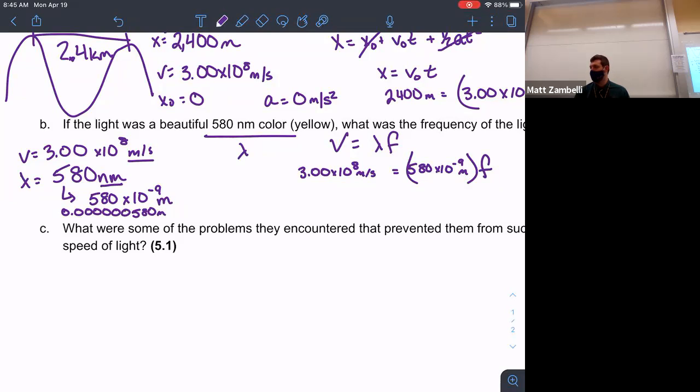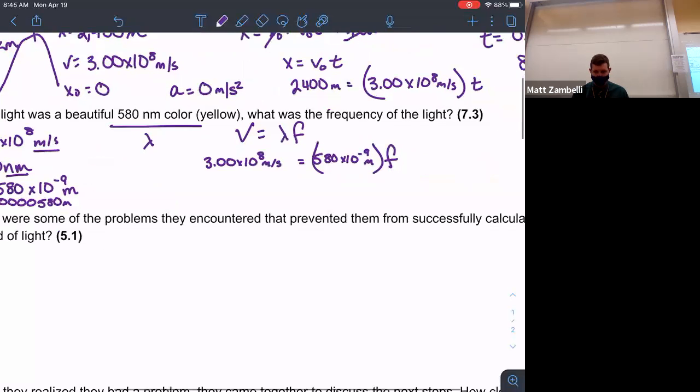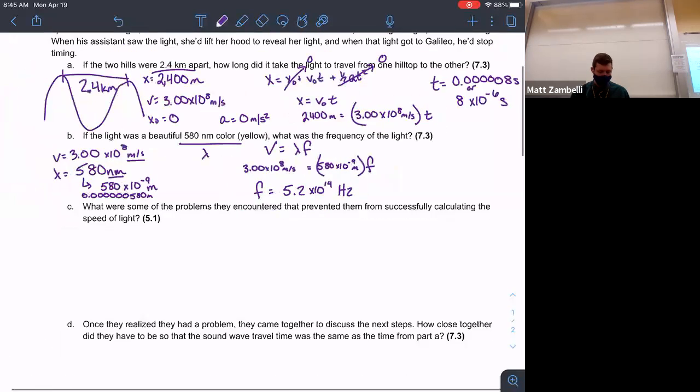Divide by which one? The wavelength. So we're going to divide both sides by the wavelength, and we should find out that our frequency is going to equal 5.2 times 10 to the 14th hertz, or 5.2 times 10 to the 14th, 1 over seconds. Any questions on 1B?